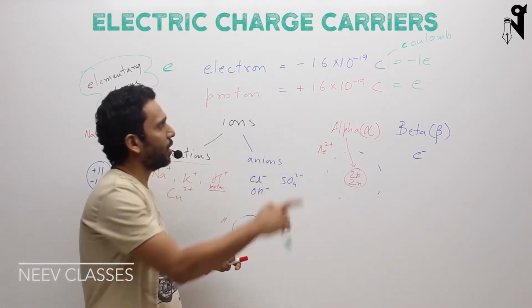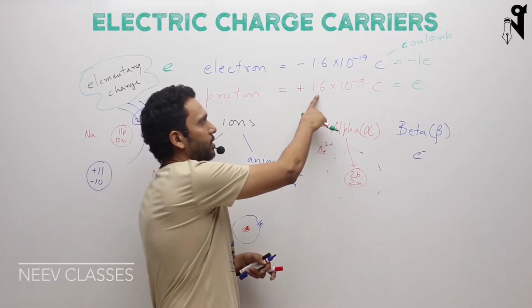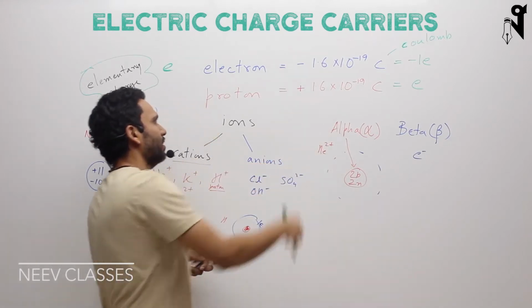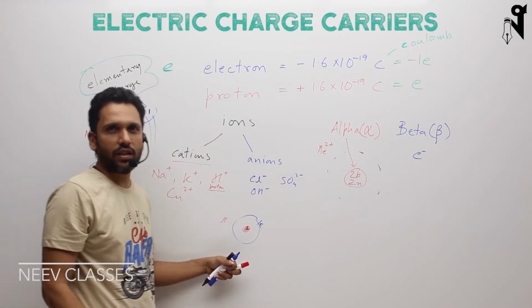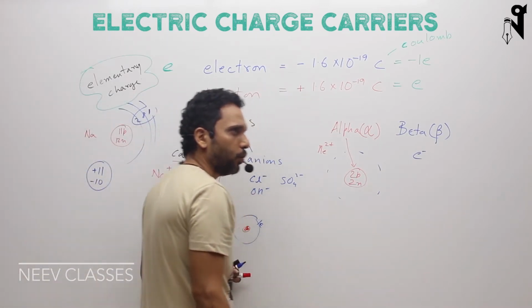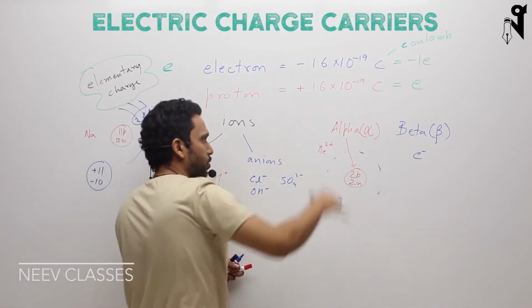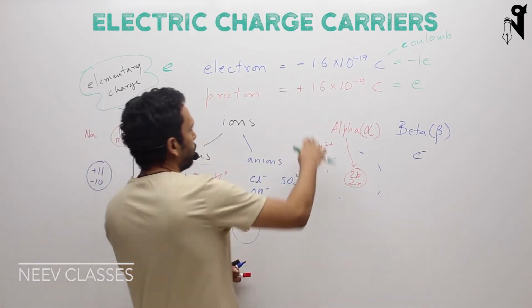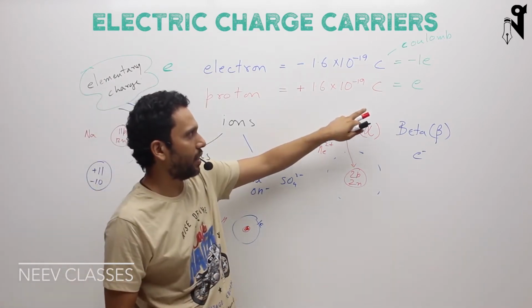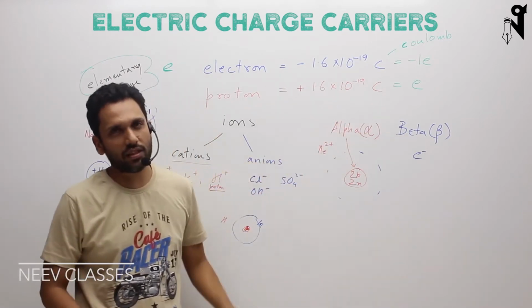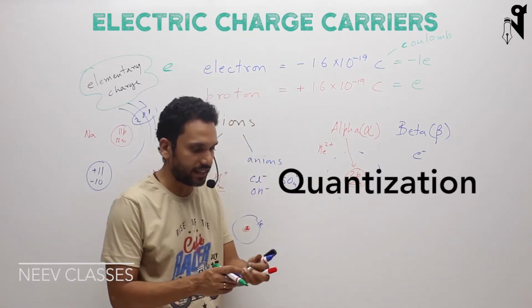Now that charge will be a multiple of this. Any charge would be a multiple of this, and it's such a tiny quantity that the charged particles we generally deal with would almost seem to gain or lose charges very smoothly and not in steps. So any charged particle has got a charge in multiples of this. That is called quantization of charge.